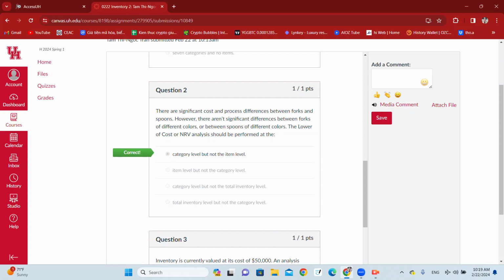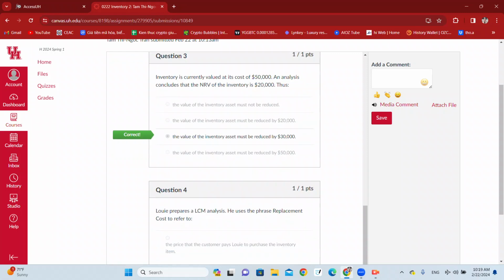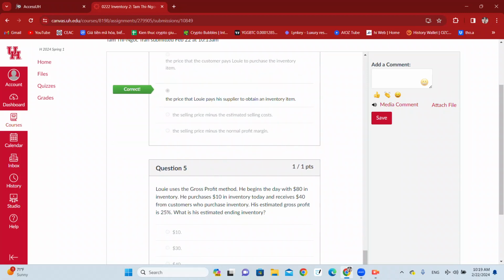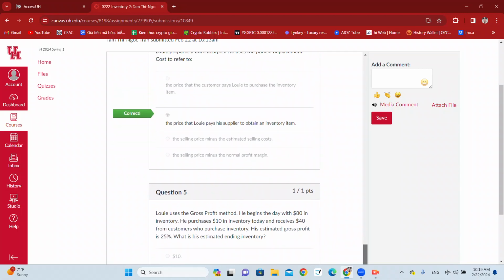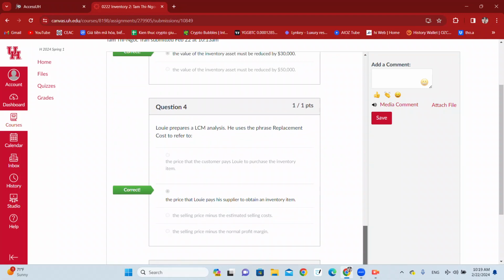Third question, 50 minus 20 is 30. That's the third choice. Fourth question, replacement cost refers to the cost that Louis must pay to replace an item that he sells, which is the price that he must pay to his supplier for the replacement of an item sold.